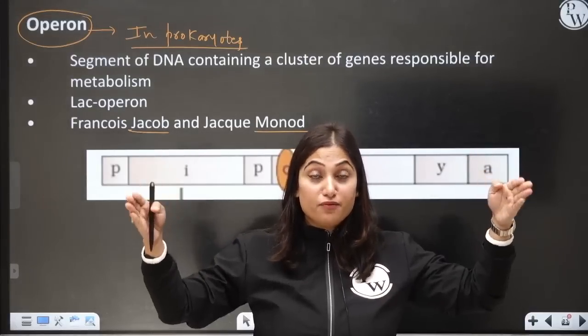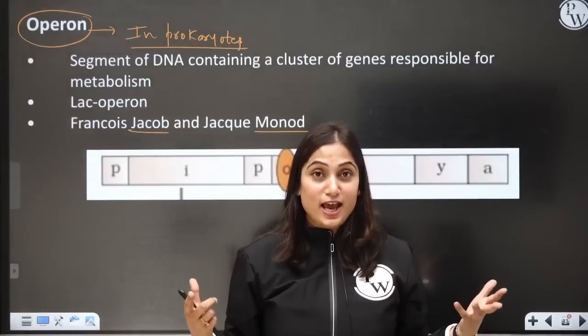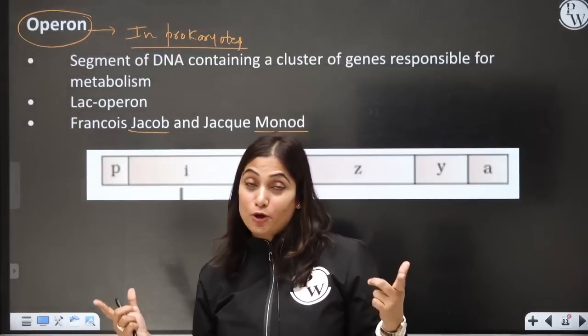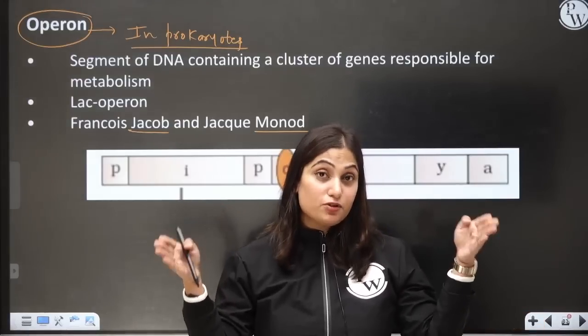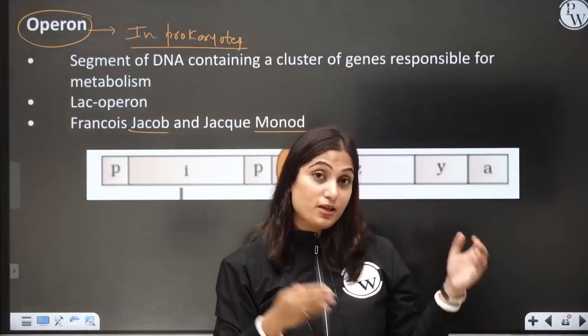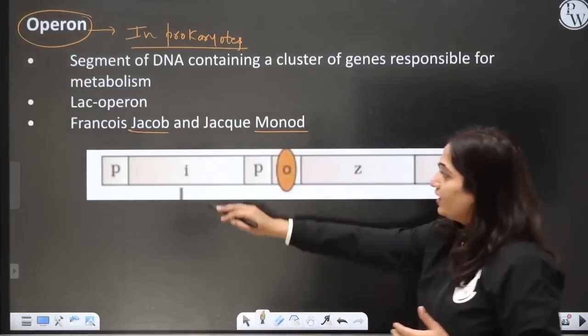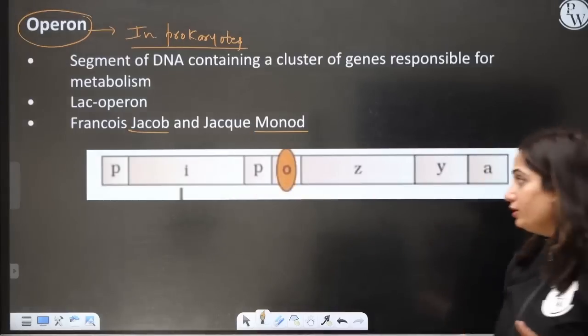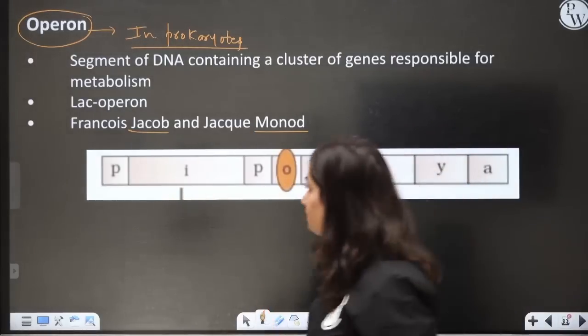and it is responsible for some metabolism, like the lac operon. The lac operon is responsible for the metabolism of lactose. So the segment of DNA which is responsible for lactose metabolism is the lac operon, and it is a cluster of genes. So let's understand the model of the operon. An operon is a cluster of genes constituting many genes.